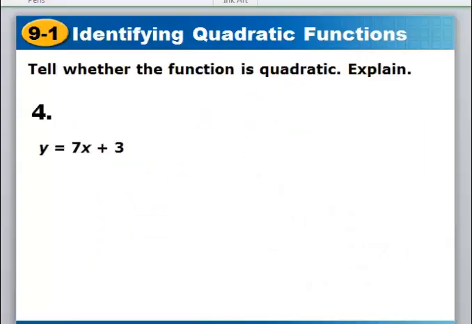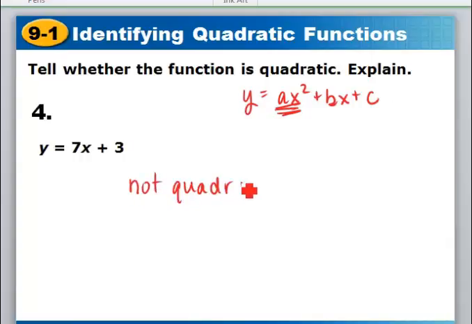The next part does not give me a picture or points to go off of. I could create points, or I can remember what I learned earlier, that a quadratic function is in the form of y equals ax squared plus bx plus c. As long as I have this x squared term, I know it's a quadratic. Otherwise, it's not. This does not have an x squared term, so this is not a quadratic. This happens to be a linear function. Okay, so you can say the reason is no x squared term.